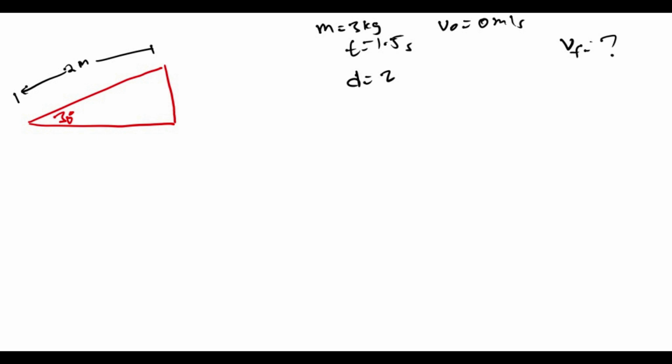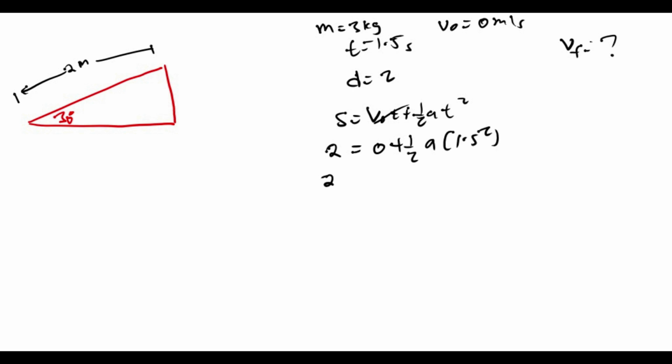S is equal to ut plus half a t squared. So this s is d, which is 2. The initial velocity is 0, so this is going to be cancelled out. Plus half, we don't know the acceleration, it's the one we want to find. Time is 1.5, square it. So now we have 1 over 2, which is 0.5, times 1.5 squared, which is 2.25. So 1.125 times a.